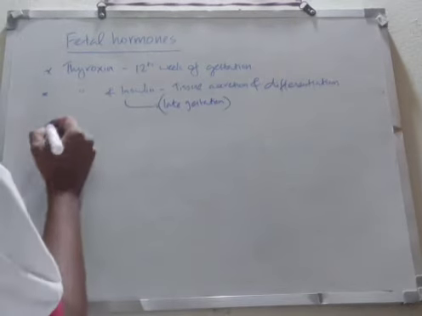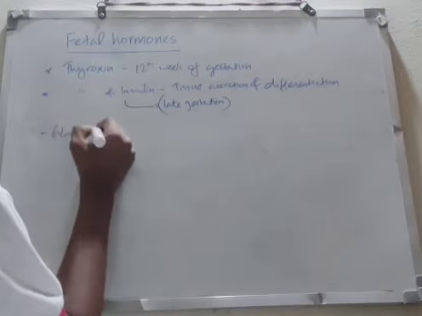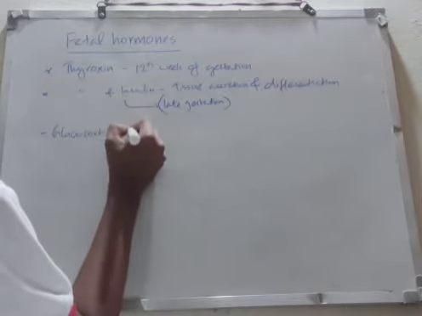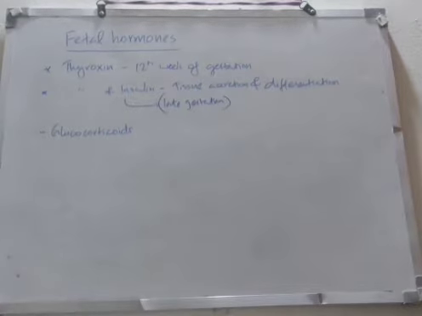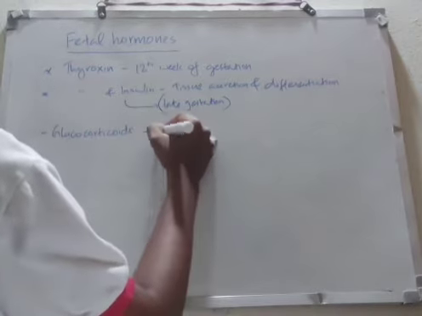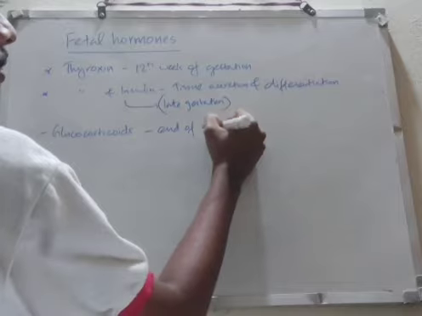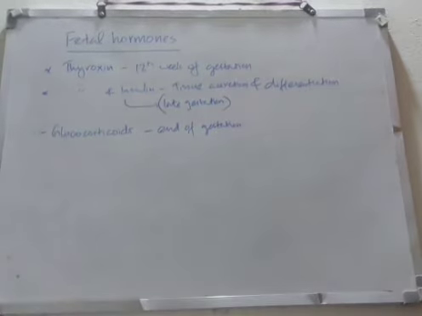Glucocorticoids also play an important role primarily towards the end of gestation, and influence the prepartum maturation of organs such as liver, lungs and gastrointestinal tract. What? Prepartum maturation of organs.